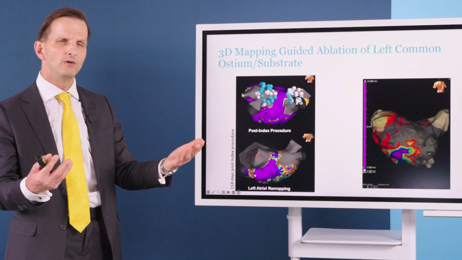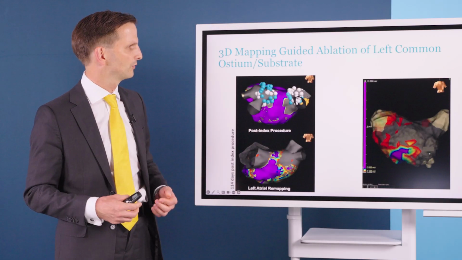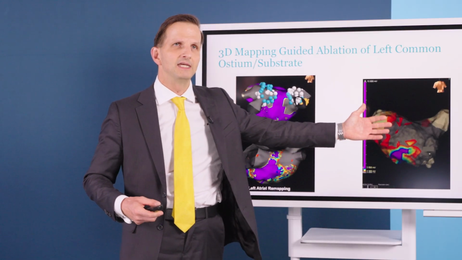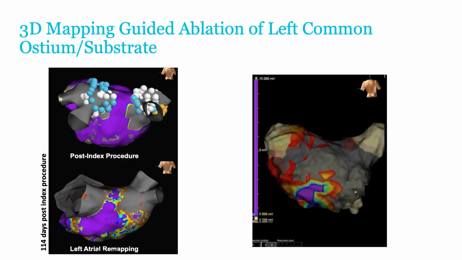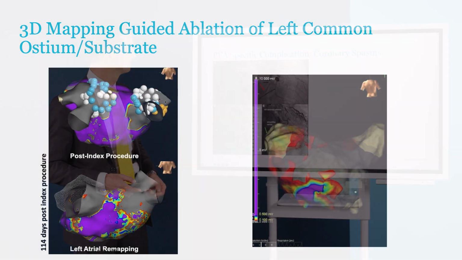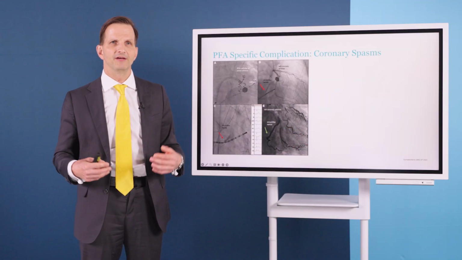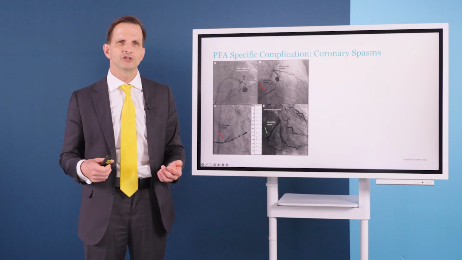In addition, with the mapping system, you can better understand and also treat the substrate, like in the patient on the right-hand side. He had a low voltage area in the posterior wall and it was treated with posterior wall ablation, and this is the mapping post-ablation.